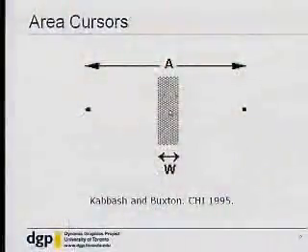Now, work in this area has been done before, and one of the original attempts was with area cursors. What area cursors do is they basically increase W by making the cursor not a point, but an area. This is the cursor here. So to acquire a target, you just need to move the entire area over a target, which means you can now select really small targets.